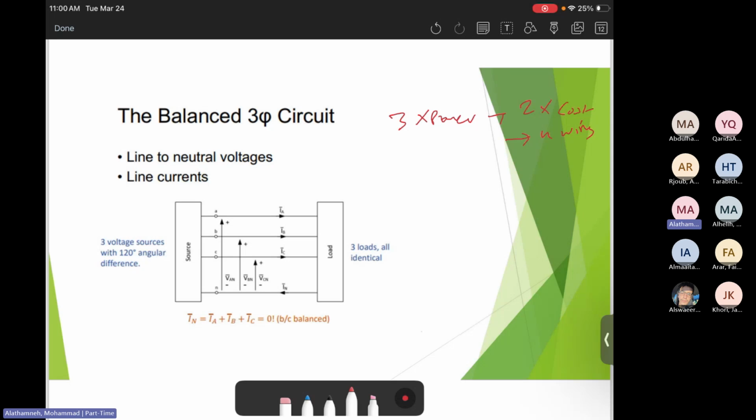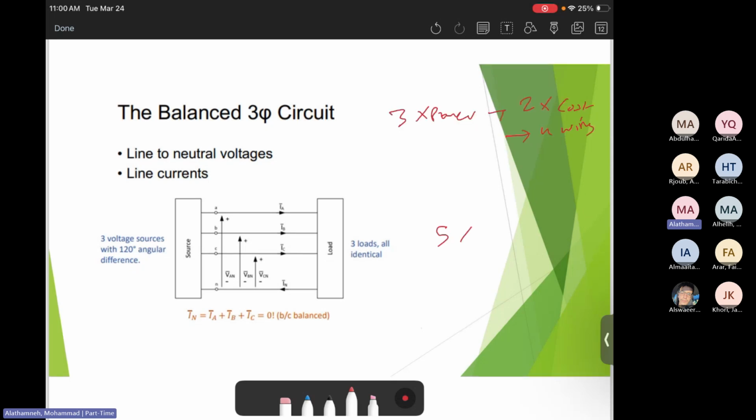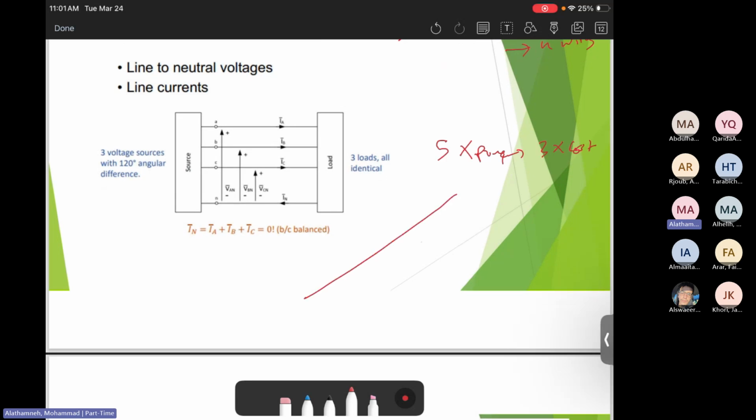Now, the other thing: can we make 5 phases, 5 times the power, which will make it 6 wires, which is 3 times the cost? Is this one cheaper? Yes, this one's cheaper. Why are we not using 5 phases? Why not 7? Why not 10 phases? What do you think? Even though theoretically 5 phases is better than 3 phases in terms of cost, in practice, when you increase the number of phases, like 5 phases or 7 phases, you need to have a very big tower that can handle the conductors.